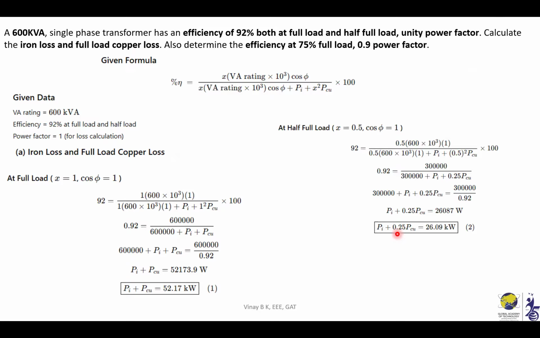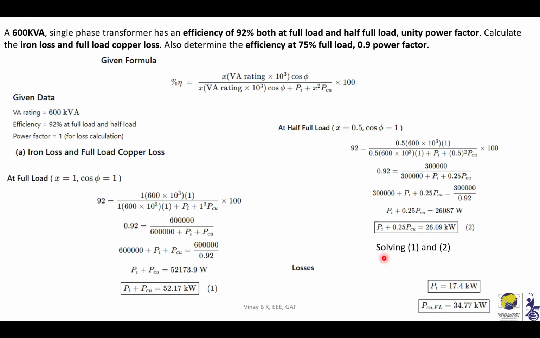So you're getting two equations, two unknowns. You can use a calculator and solve equation 1 and 2. You'll get the value of PI as 17.4 kilowatt and PCU as 34.77 kilowatt. You can use the calculator in the EQN mode, that is equation mode.